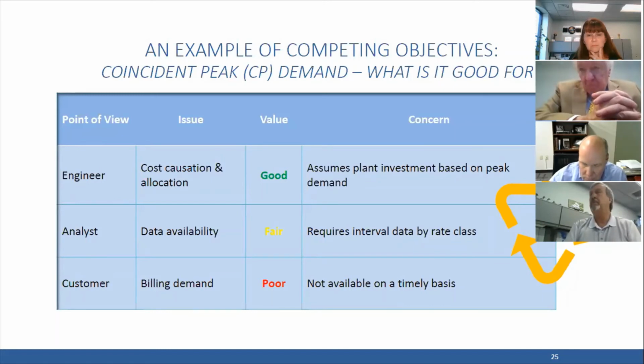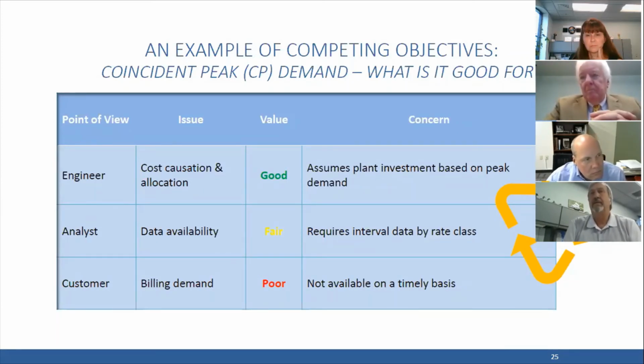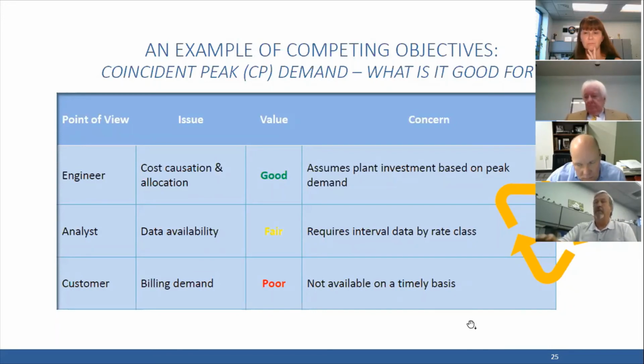But from the customer's perspective, we're not going to ever bill customers based on coincident peak demand. It's too complex. There's too much uncertainty. We don't even know the coincident peak demand until well after the fact. So we can't really do that, especially on a retail level with a lot of customers. That illustrates the challenge of balancing what you want to do, what you're really able to do, and what would be the right thing to do for the customer.